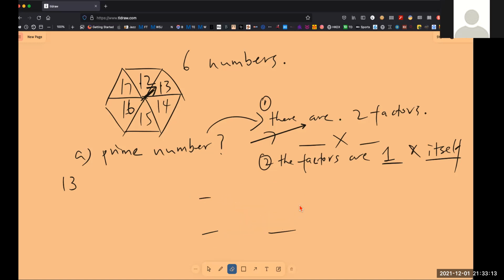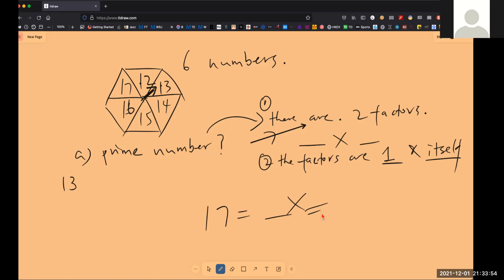What about 15? Can you think of more than 2 combinations? If you can think of 2 combinations, which 2? 5, 3, and 1, 15. Very good. So more than 2 factors, so 15 is not prime. 16? 1, 16, 2, 8, 4, 4. So more than 2 factors. So 16 is not. What about 17?